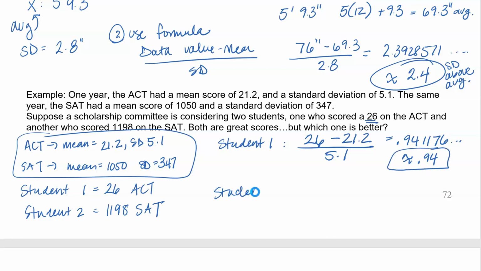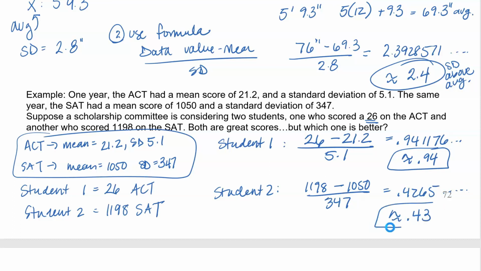And then student 2 on the SAT scored 1198. That's the data value minus the average. Okay, so 1050 divided by 347, and we get 0.4265 and so on. We round to 2 decimal places, we end up getting 0.43.